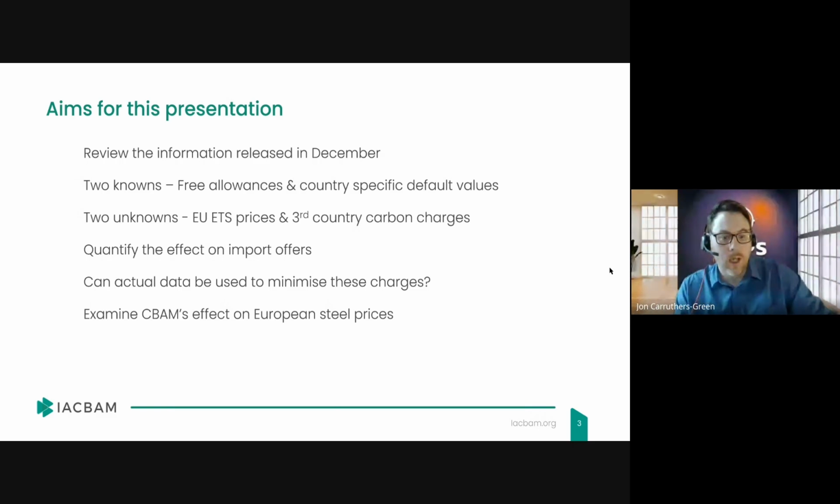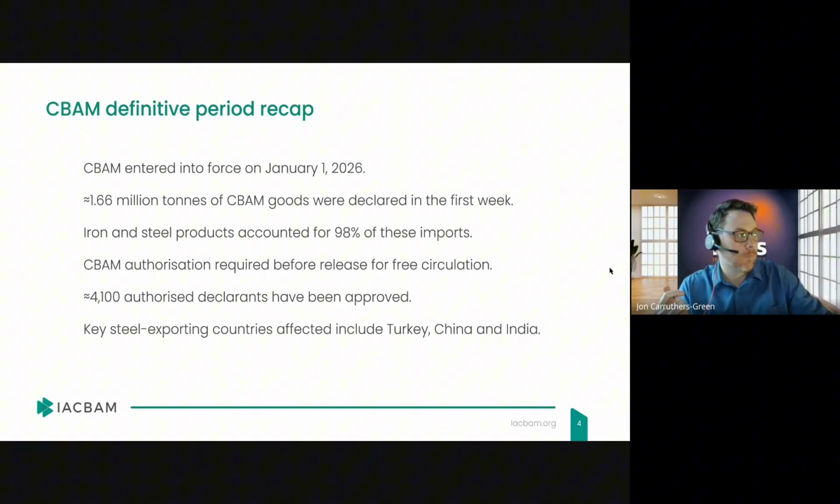And then finally, I just want to focus more on European steel prices. So we're going to have a little look at the numbers that our forecast team are suggesting will be the course for 2026. So just a quick recap before we start.